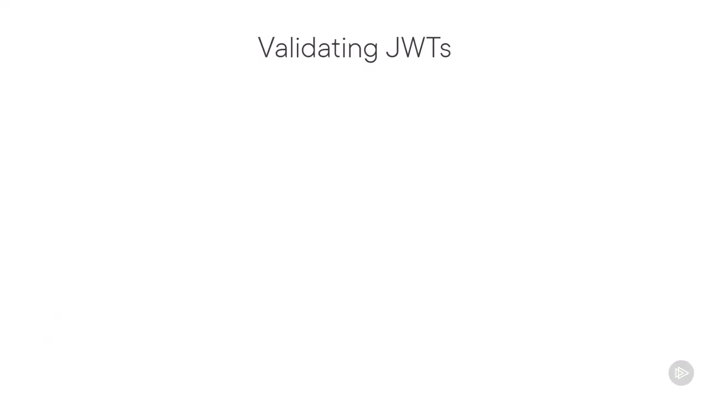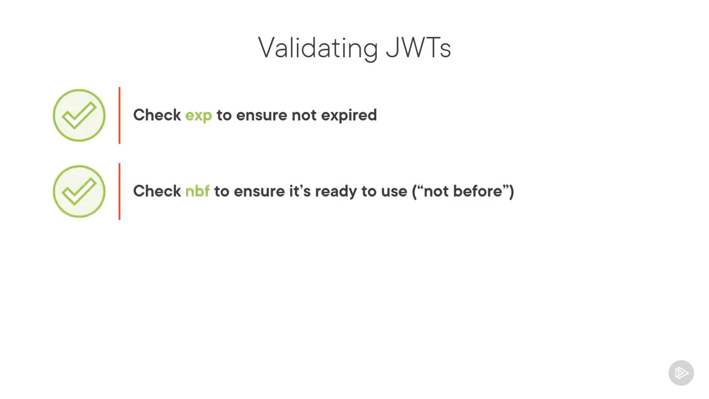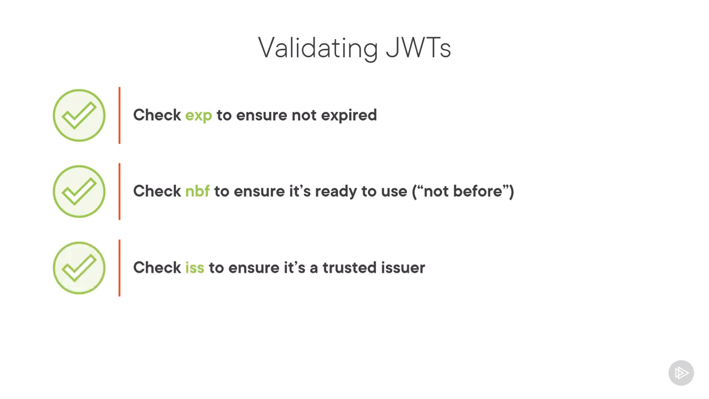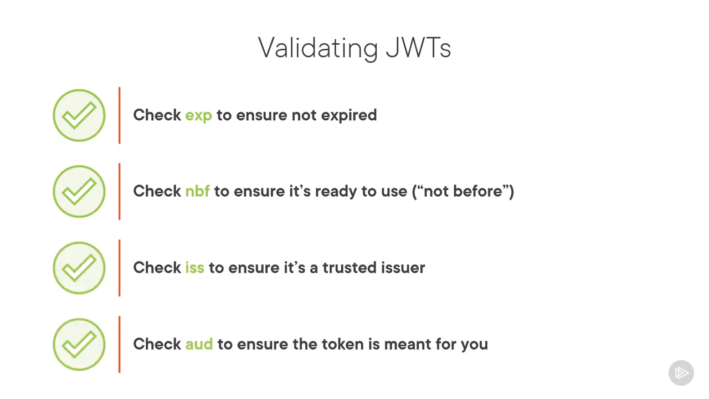Attackers can use forged tokens to try to access your APIs. Make sure that in addition to validating the JWT signature, you're also checking that it is not expired, that it is ready to use. Together, these two fields represent the valid lifetime of the token. Make sure it was issued by your trusted issuer, and make sure it is meant for you and is not something that was meant for someone else that someone is trying to use with your API.